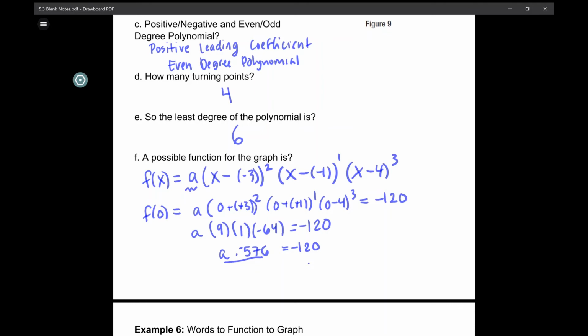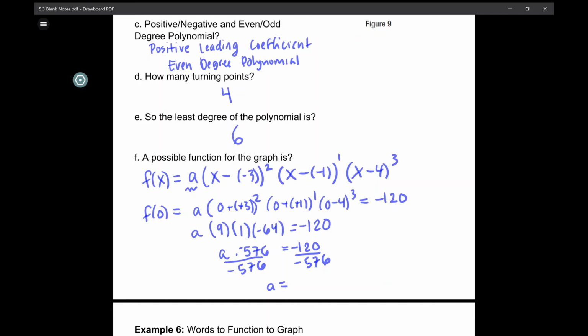All right, so we have A times negative 576 equals negative 120. Divide both sides by negative 576, and these don't always turn out to be the nicest numbers. 120 divided by 576, I'm guessing it doesn't go evenly. No, it's not even at all. So A equals, well, let's just see if we can reduce that.